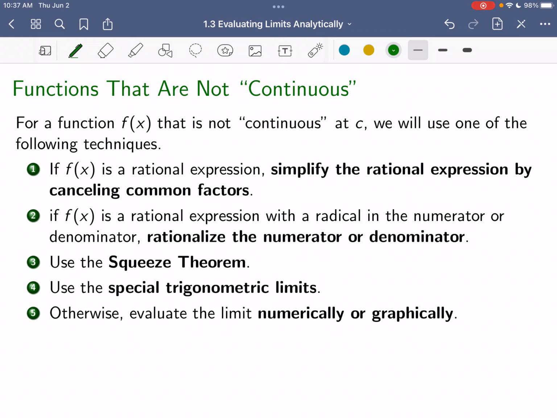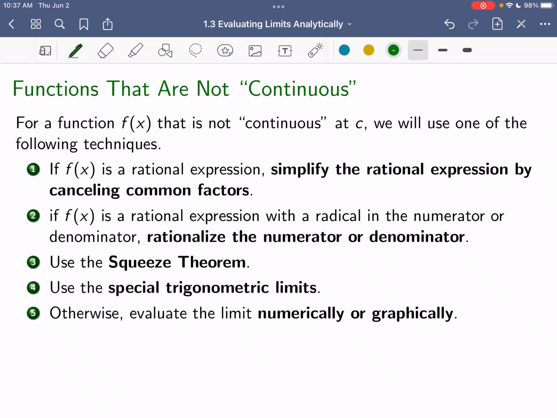So if we have a function that is not continuous at C, and by continuous for now we are going to mean, essentially intuitively, can we draw a picture of that function without lifting up our pencil when we are drawing it? Right? So that will be our idea of continuous. We will formally define what it means to be continuous later, but that will be our idea for now.